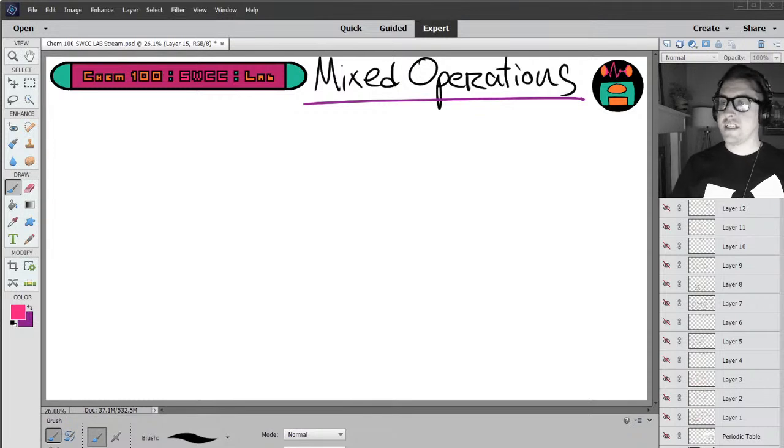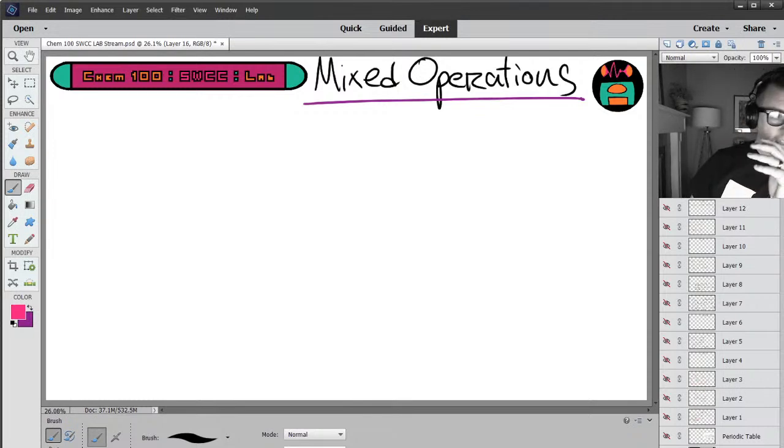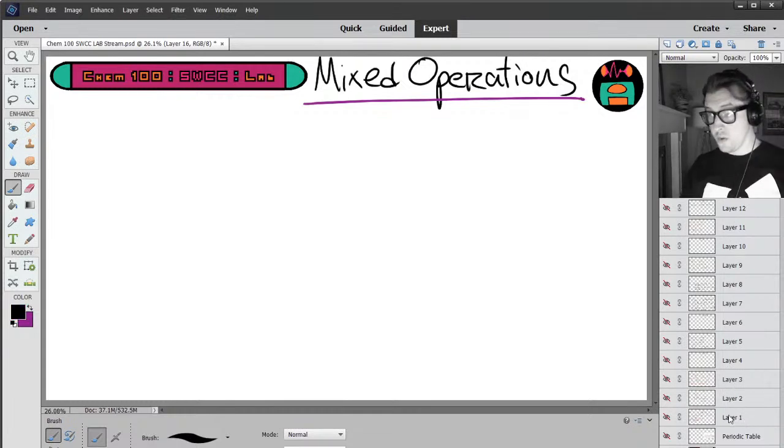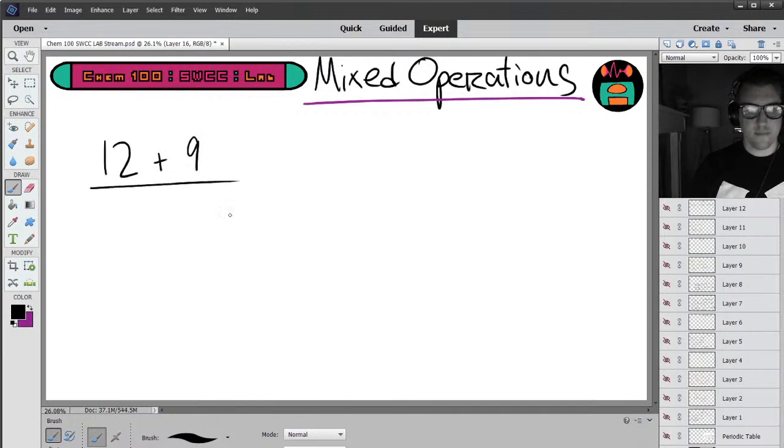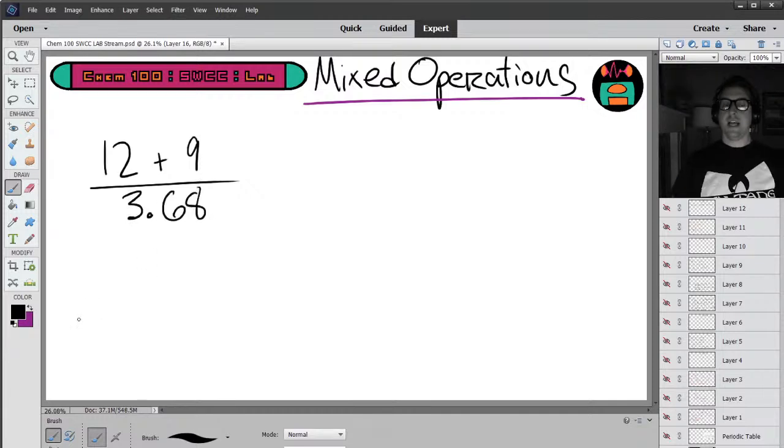So let's talk about mixed operations. We know that there are rules for addition and subtraction with sig figs. We know there are rules for multiplication and division. What happens when you're doing both? Right? So what happens if you are given a situation like this? (12 plus 9) divided by 3.68.